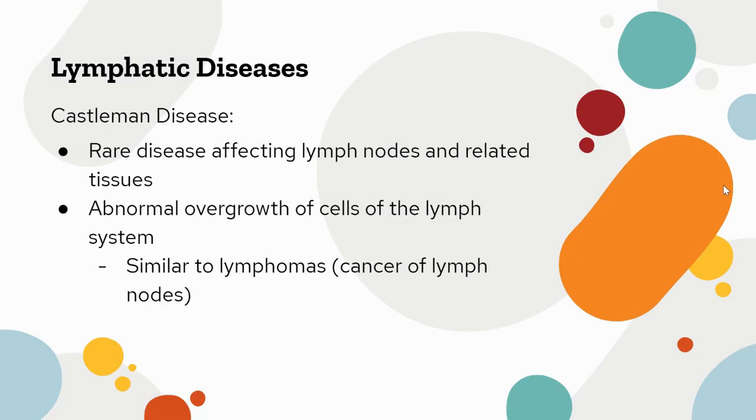The second lymphatic disease is Castleman disease. It is a rare disease affecting lymph nodes and related tissues. It's an abnormal overgrowth of cells of the lymph system. It's similar to lymphomas, which is the cancer of lymph nodes.